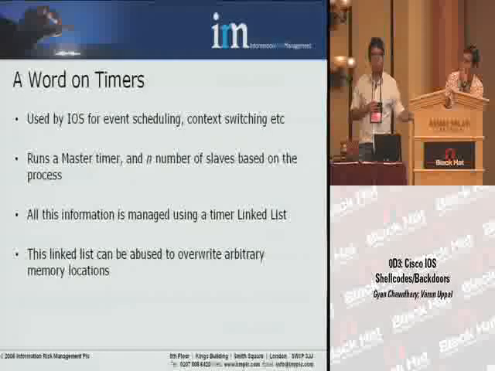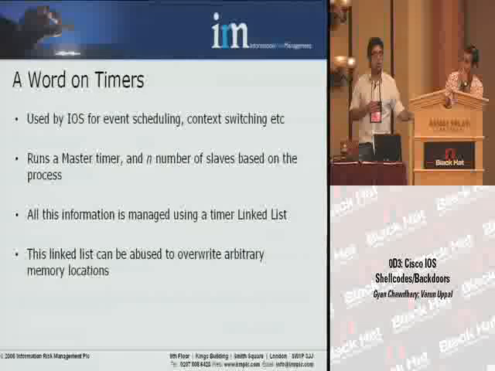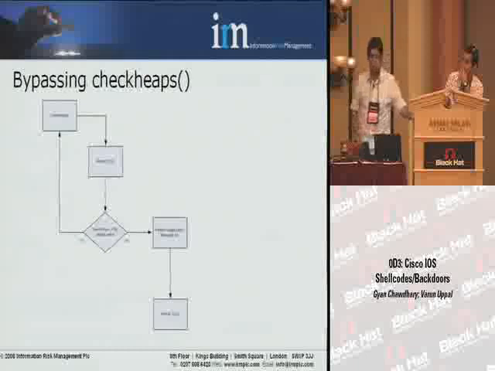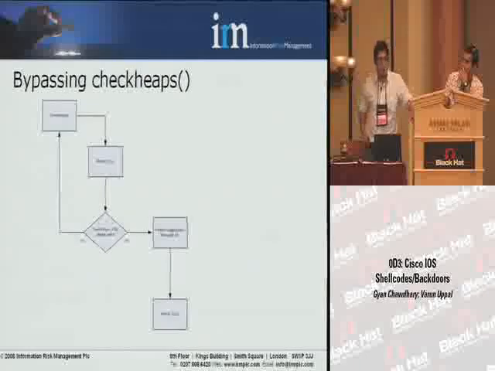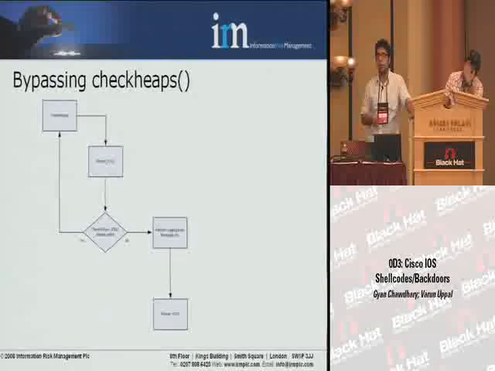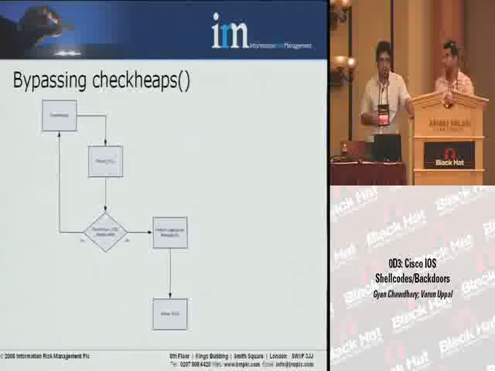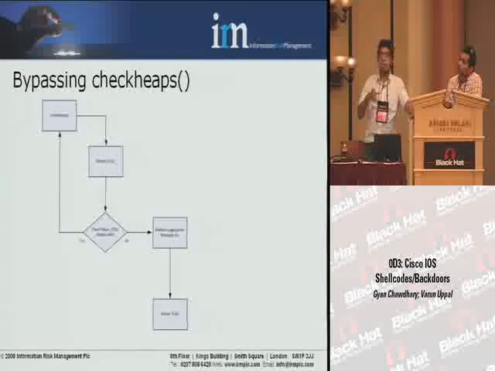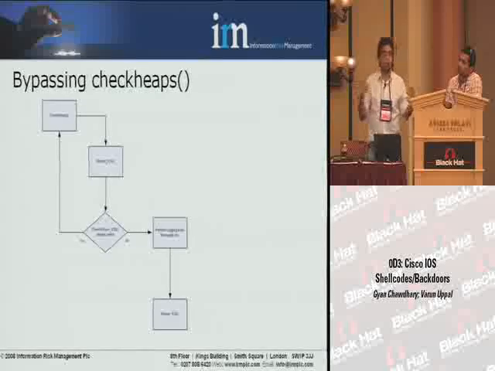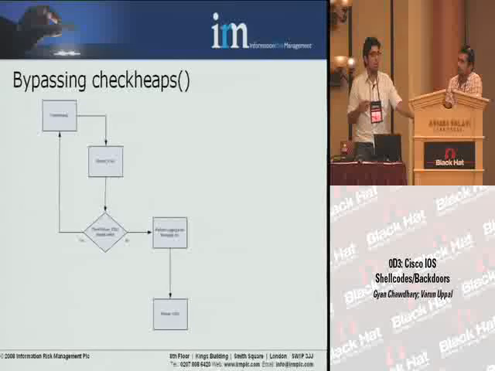He used this linked list of the timers to overwrite the memory addresses, and this is just an example of Checkheaps. When it sees that it's crashing, it will initiate a reload sequence, and before it actually reloads the router, it will log all the error messages and things like that. It will see if the process itself has been called by another process. This is to do segregation so that it can look at the errors, and if two functions simultaneously call the Checkheaps function, it won't let that happen.